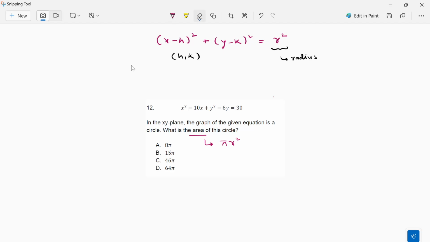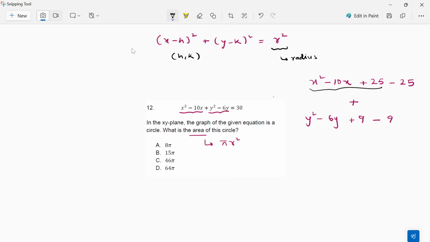So that means now we need to complete the square. How do we convert this equation to the standard form? We will complete the square. For the first two terms, I am going to add a 25, and since we are adding a 25, we also need to subtract 25, and I'm assuming that you know how to complete a square. Then for y square minus 6y, 6 divided by 2 is 3, 3 square is 9, so we add a 9 and we subtract a 9.